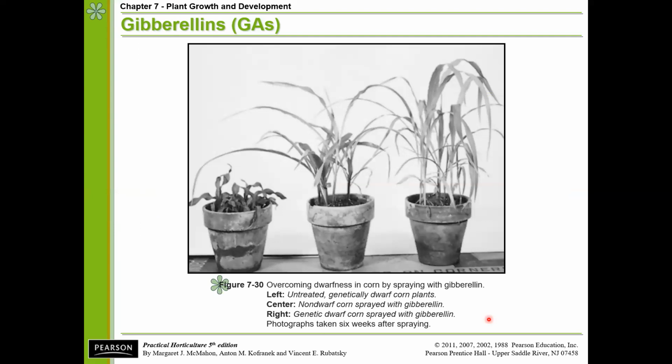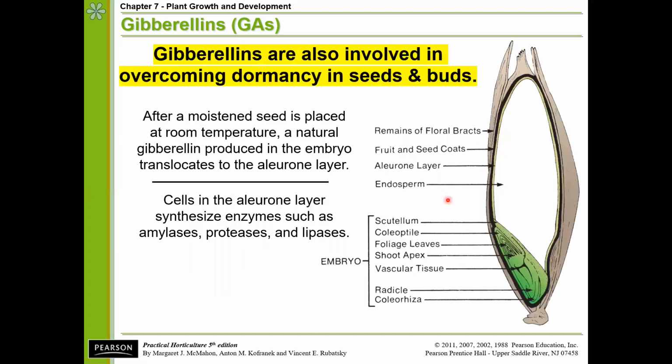So here's an example in corn of using gibberellin to overcome a genetic mutation of being a dwarf plant. On the left, we've got a dwarf plant. In the center, we've got a non-dwarf plant that has been sprayed with gibberellin. And on the right, we've got what was supposed to be genetically a dwarf, like the one on the left, but was sprayed with gibberellin, which basically caused it to overcome that. Gibberellins are also involved in overcoming dormancy in buds, getting them to germinate.